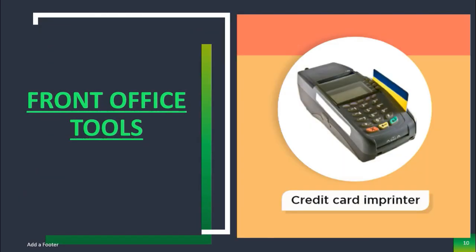Credit card imprinter is used to process credit card payment transaction of hotel guests in lieu of cash payment. So what do you mean by lieu? However, if transactions are off-site or in the event of power loss, a manual credit card imprinter is used.